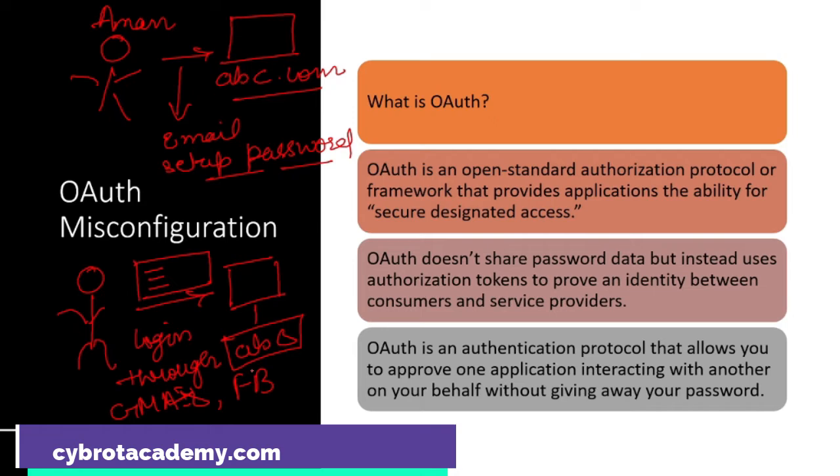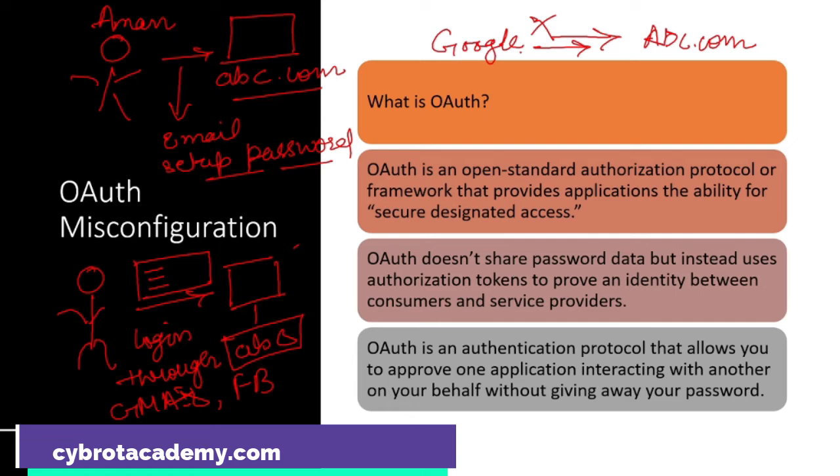OAuth doesn't share password data, but instead uses authorization tokens to prove an identity between consumers and service providers. So what does it mean? Suppose abc.com is taking the help of Google for sign up. Google will not give the password. Instead of the password, Google will provide some kind of authorization token and the information which is required for authentication or for the registration.